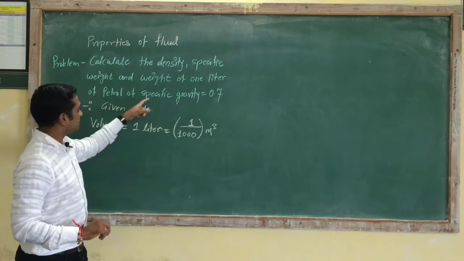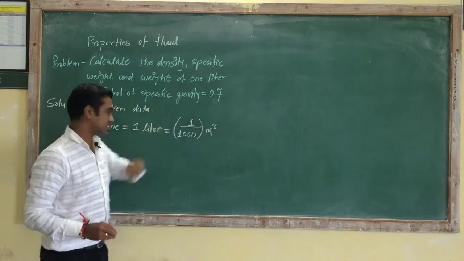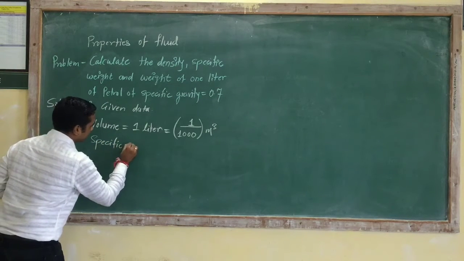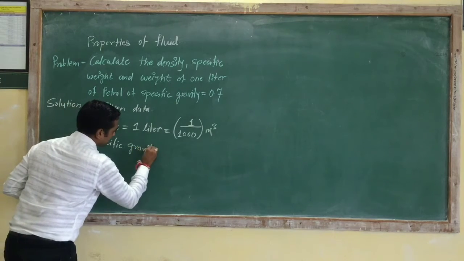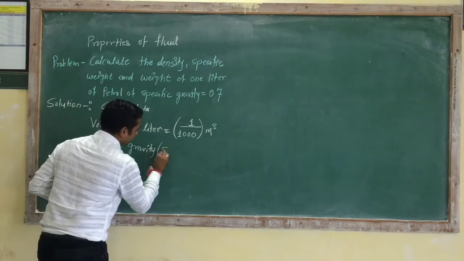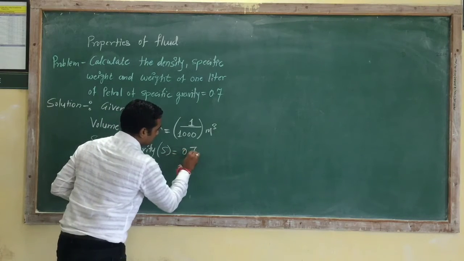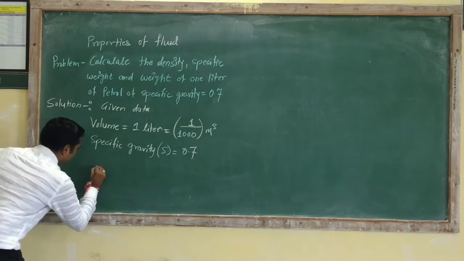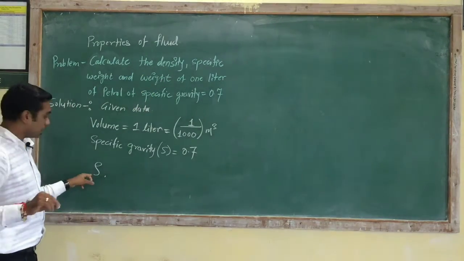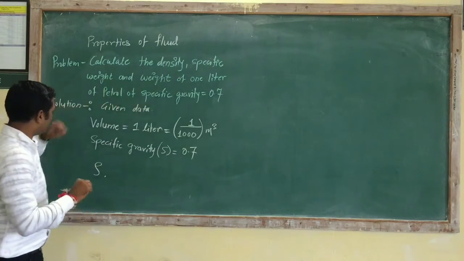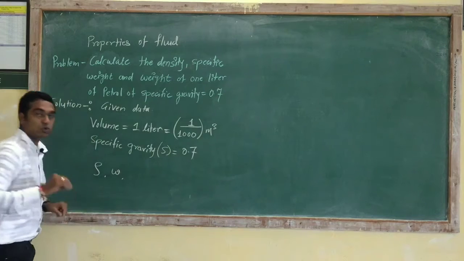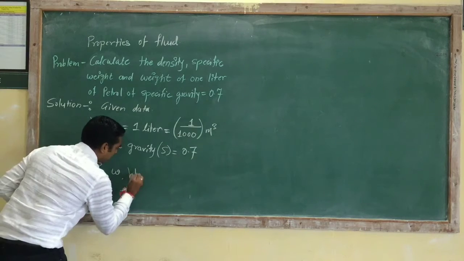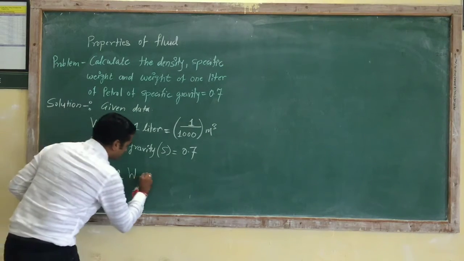Now what is given? Second thing, specific gravity is 0.7. Therefore specific gravity capital S is equal to 0.7. And what we have to find? See here, density. First what we have to find? Density denoted by rho. Second is the specific weight denoted by small w, and weight is denoted by capital W. These three things we have to find.